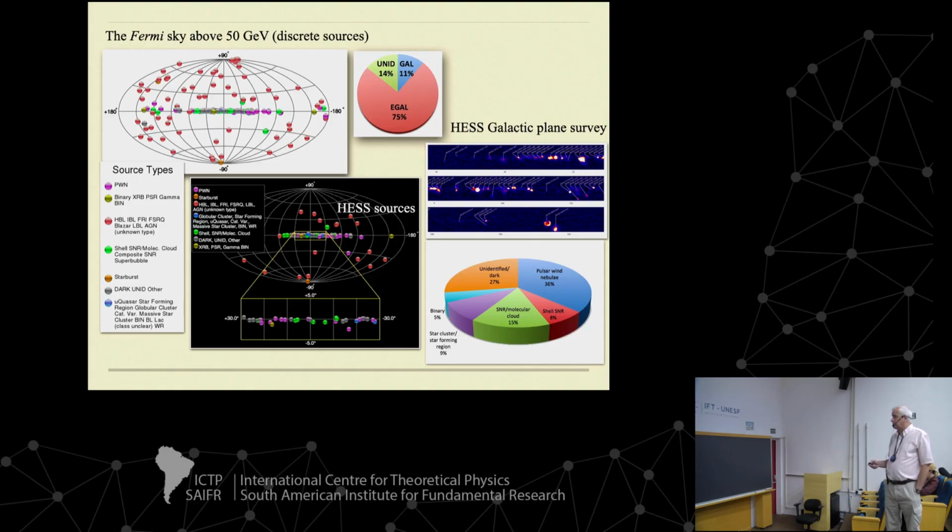And this includes a lot of pulsar wind nebulae that radiate a lot at these TeV energies, and some supernova remnants interacting with molecular clouds, shell supernova remnants, binary systems, and star-forming regions.